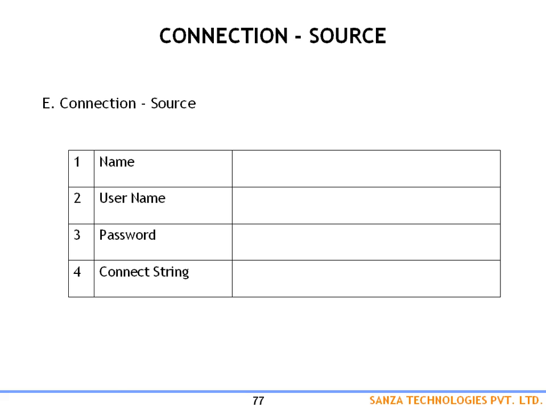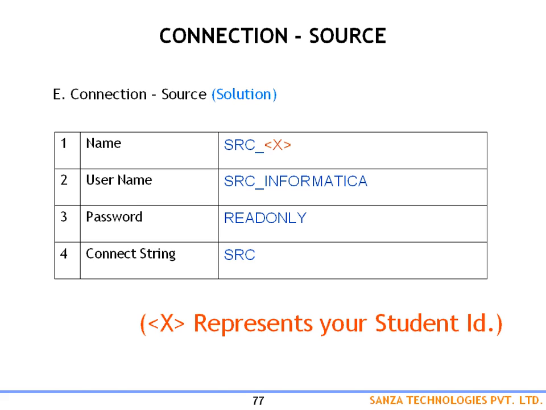So please open your detailed specification document. Please write down your connection information. You need to create the connections. I will show you again how to create the connections, but before that, you write it here. Write the name as src_your_id, the student ID that we have provided you. Then the username: the database username is src_informatica. Password is read only. And the connect string is src. Use small letters. So this is your connection information which you need to provide.